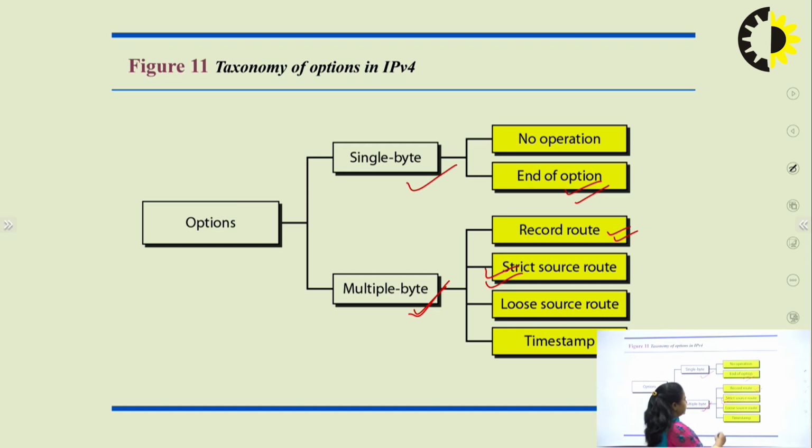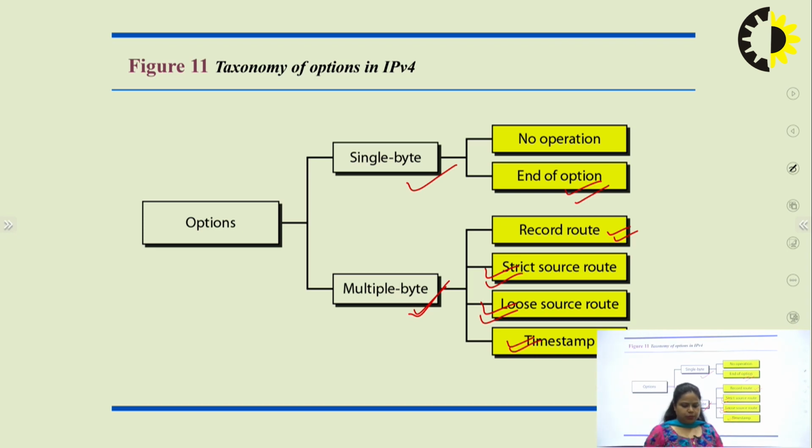The next is loose source route. It works similarly to strict, but here we are loosely handling the datagrams. Each and every datagram can follow any number of routes and can visit any number of routers. And the last is timestamp.